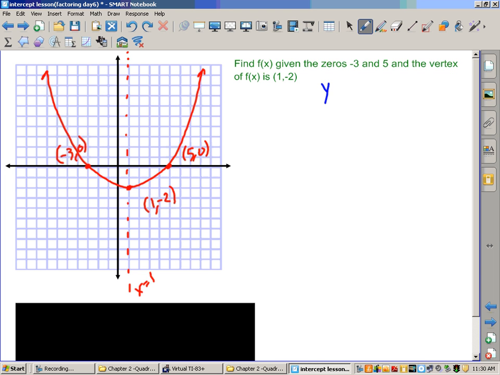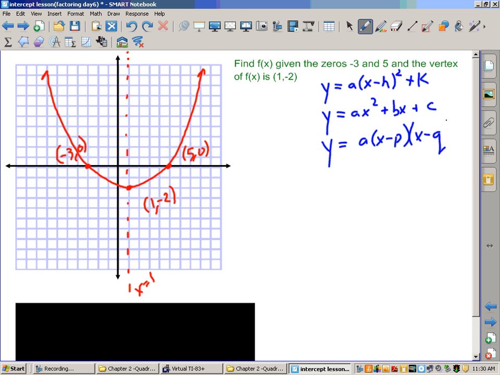Now you have 3 forms to choose from: vertex form, standard form, or intercept form to write an equation from. This problem, actually 2 of them, I would accept. It's just the question, which one do you think would be the easiest one to put this problem into? Vertex, or standard, or intercept?